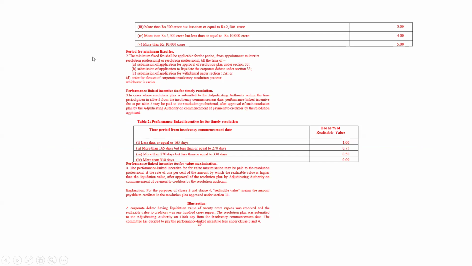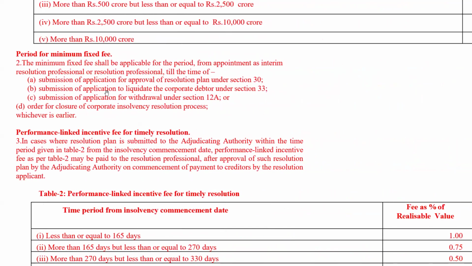What is written here, the period is also important. Period for minimum fees: the minimum fixed fee shall be applicable for the period from appointment as IRP or RP till the time of submission of application for approval. Once the application has been submitted for approval of the AA, then fees will be reduced. Submission of application for liquidation or submission of application for withdrawal. So beyond this period, fees may be reduced.